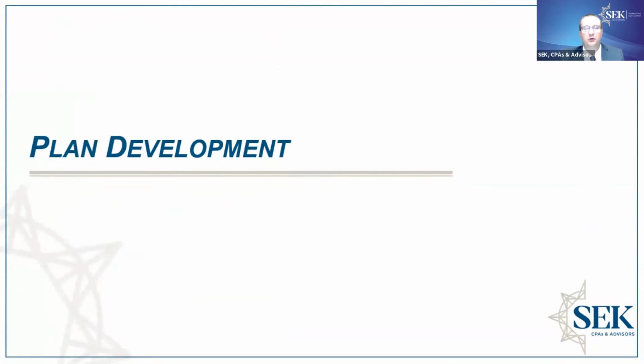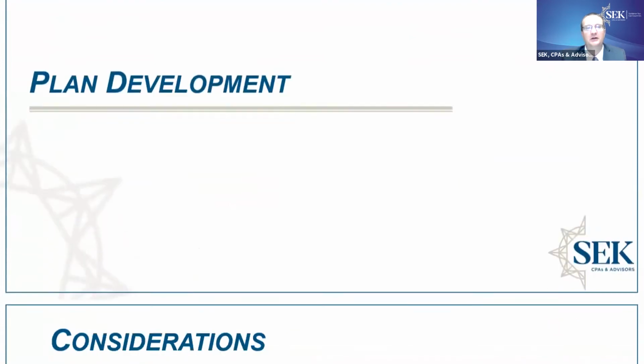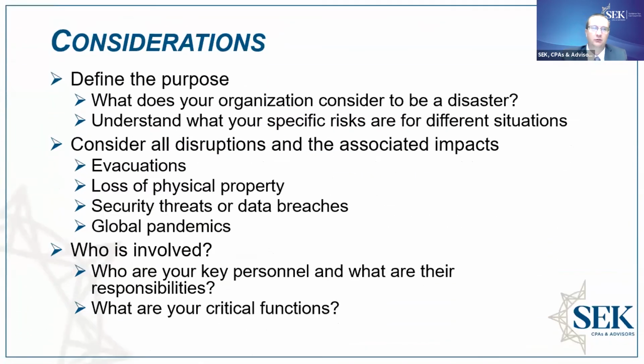Next, we'll just talk a little bit about the disaster recovery plan and the development of that plan, and some considerations related to that. First and foremost, you want to define what the purpose is. And again, what does your organization consider to be a disaster? That can be many different things for a lot of different entities, governmental entities. But I think the key question to step back and ask is, what ultimately could go wrong? What could go wrong for the governmental entity?